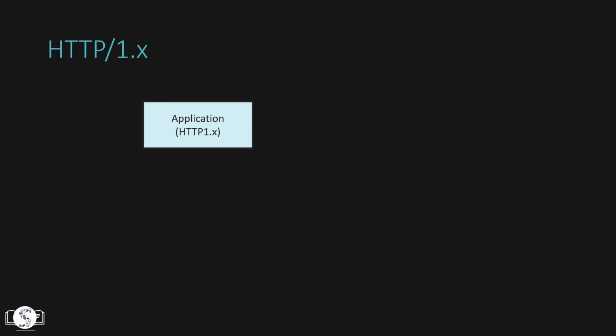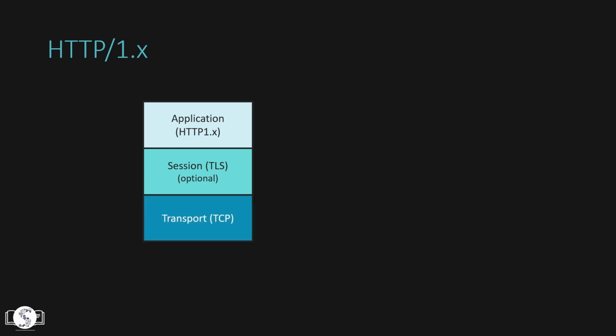So this is the Internet Protocol Suite model. HTTP itself belongs to the application layer. And then we have an optional TLS, or Transport Layer Security, in the session layer. Commonly, we use TCP, or Transmission Control Protocol, in the transport layer. So it does not have to be TCP. It can be another protocol like UDP, for example, like the one in HTTP3. And then we have IP, or Internet Protocol, in the network layer.